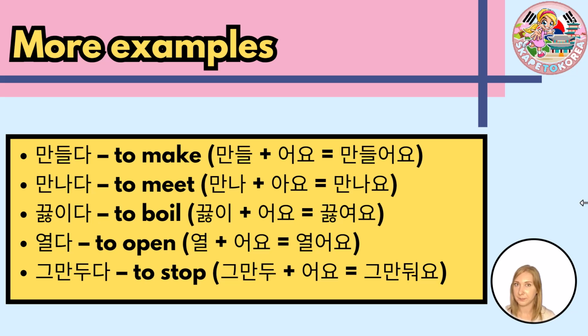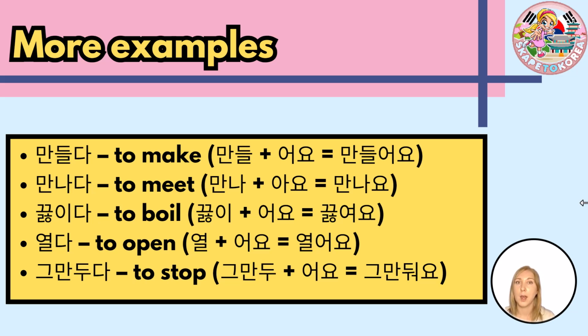끓이다, to boil. 끓이 is our verb stem. Ends in i, we're adding 어요. So 끓여요. 열다, to open. 열 is our verb stem. We're adding 어요 again because the last vowel there is 여, so it's not o or a, and it becomes 열어요.